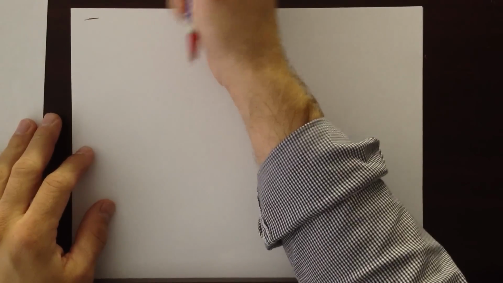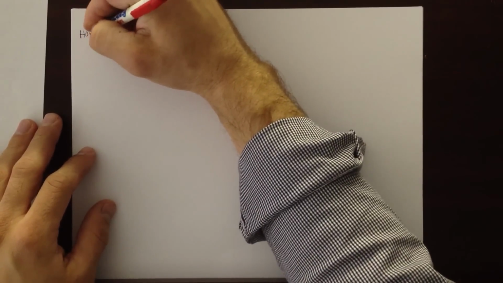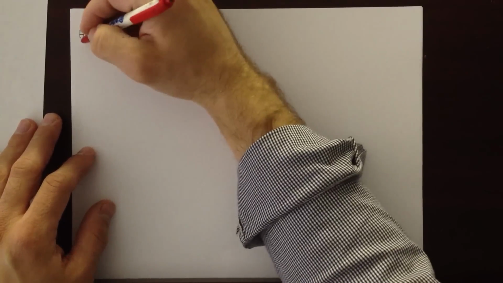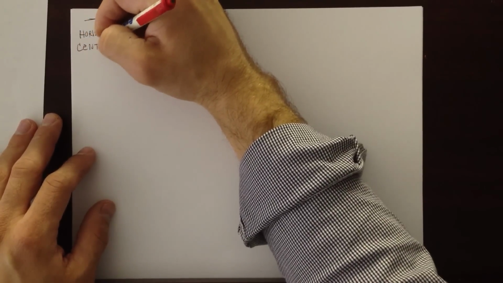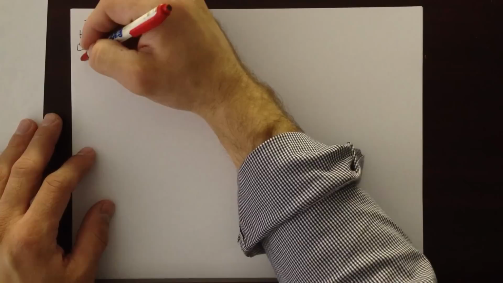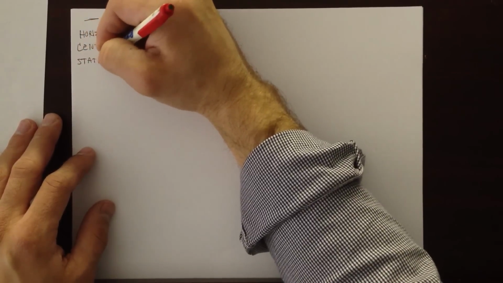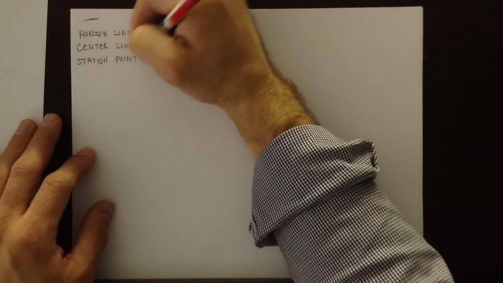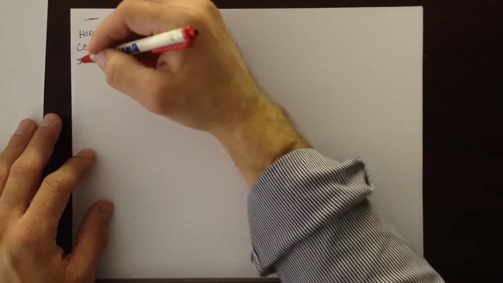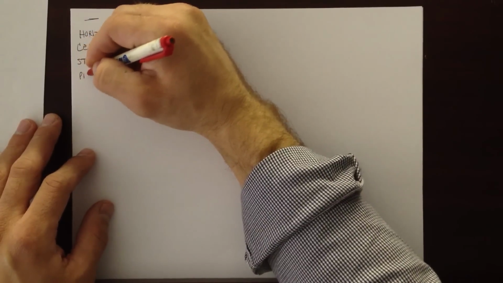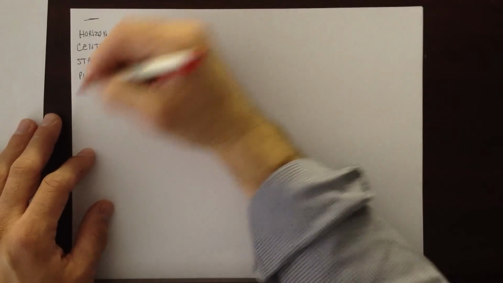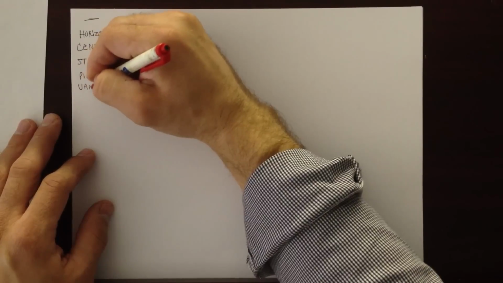You're going to want to start with a horizon line. You're going to want your center line. And then you want to establish your station point. After you've established that, you're going to create your picture plane. And then you're going to establish your vanishing points.